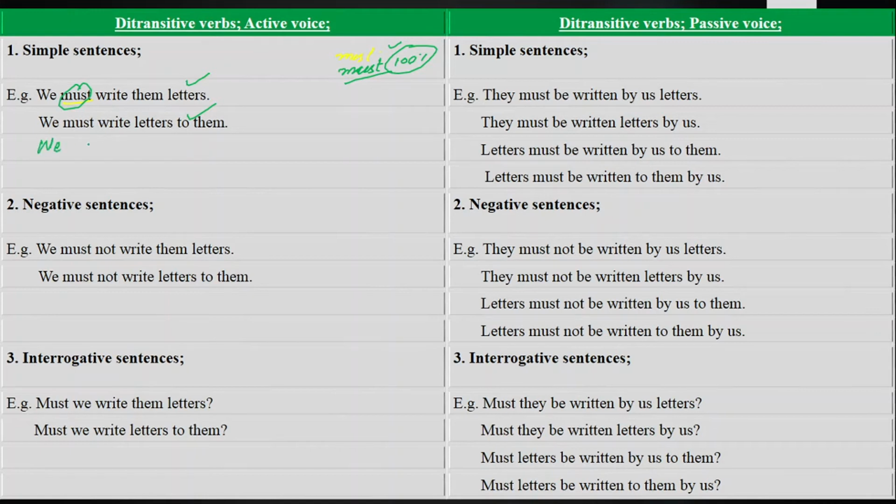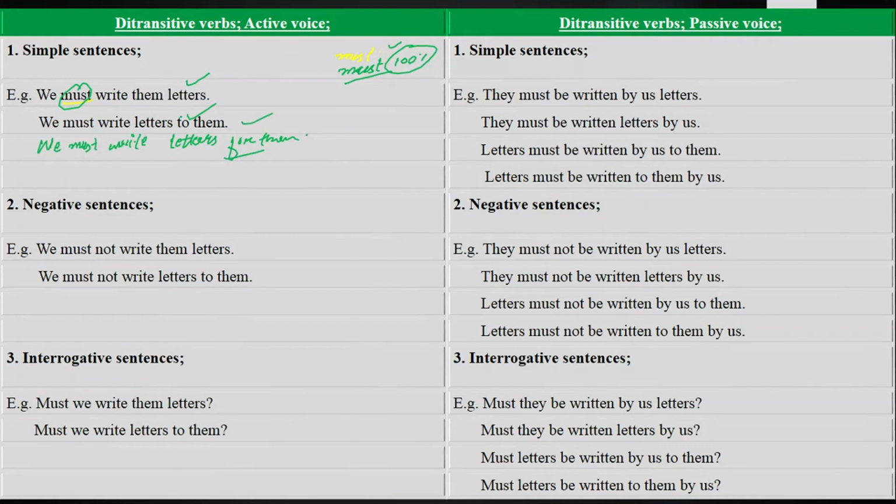Different prepositions can be used; you can use two prepositions with it. If you say you must write letters for them, over here keep in your mind, it means that they are not eligible, so you need to write for them, or we need to write for them.